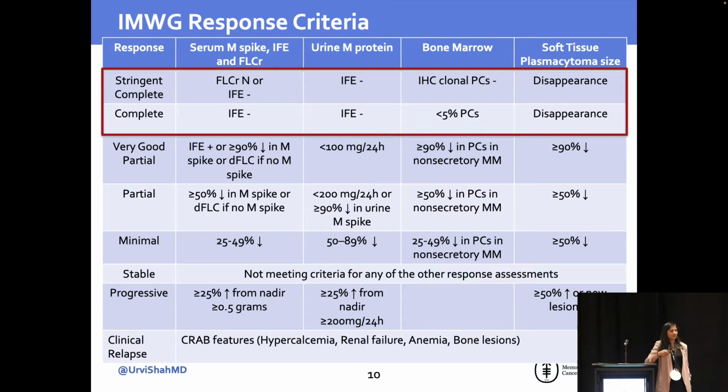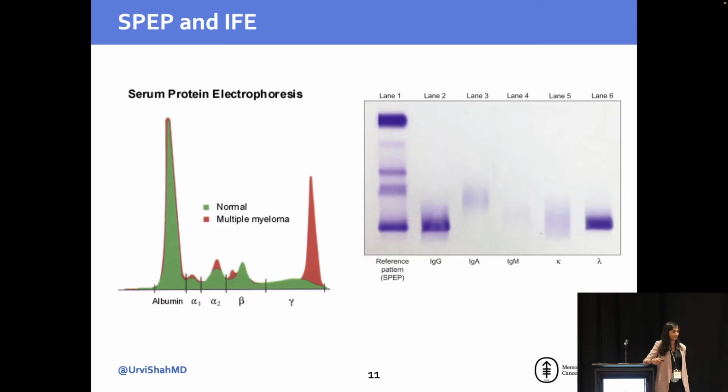And so only if you achieve the complete response, you have to have a negative immunofixation, meaning that the immunofixation in the blood has to be negative before you can even think about whether MRD negativity is there or not, in terms of overall response criteria.